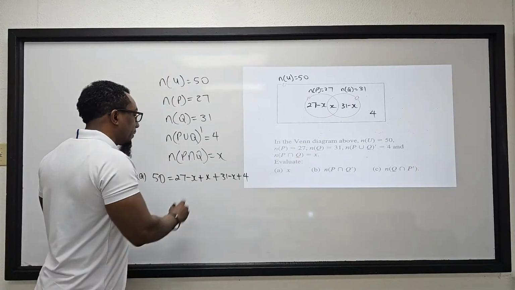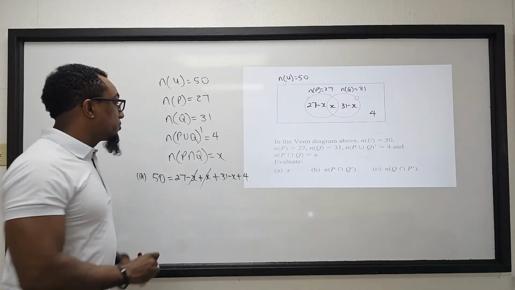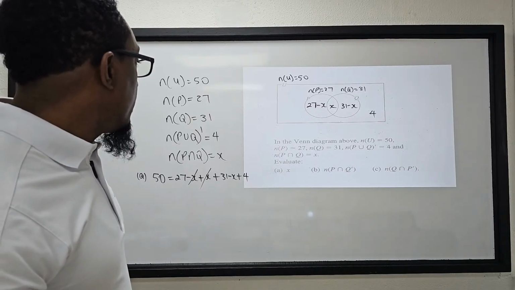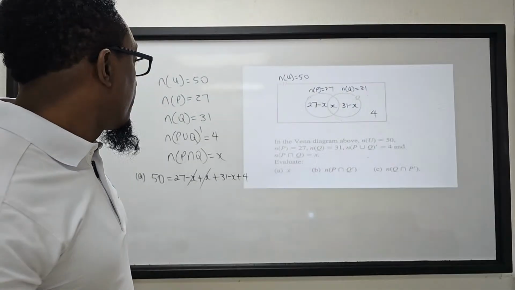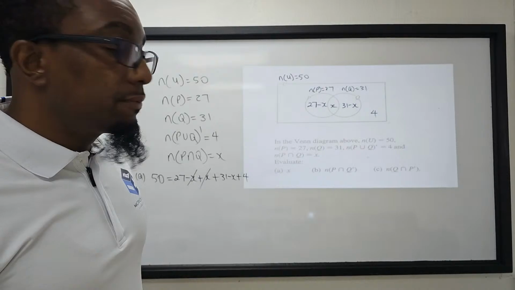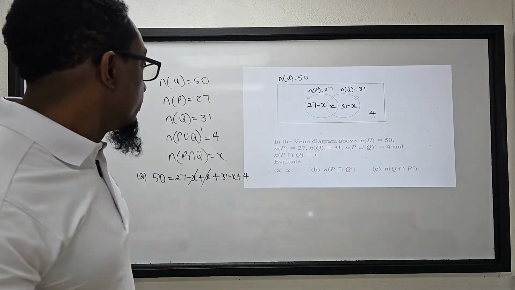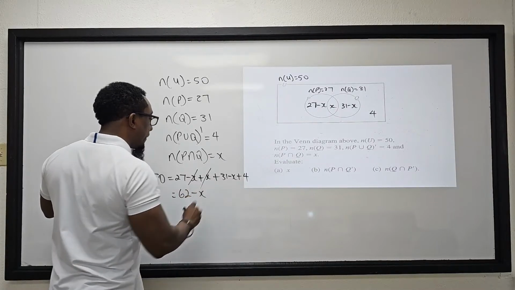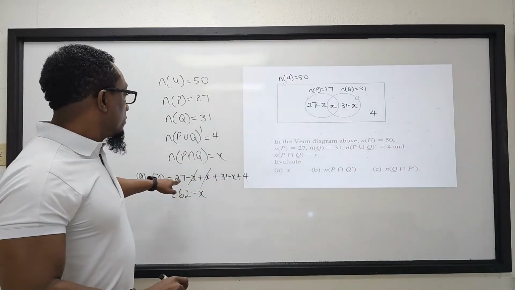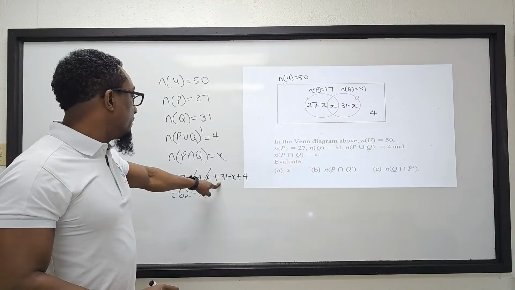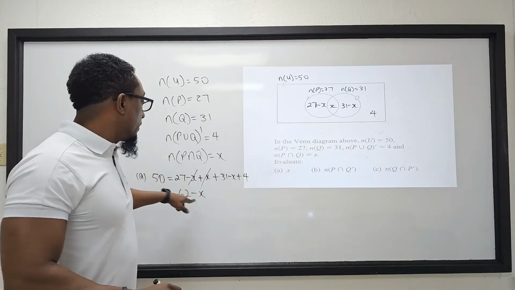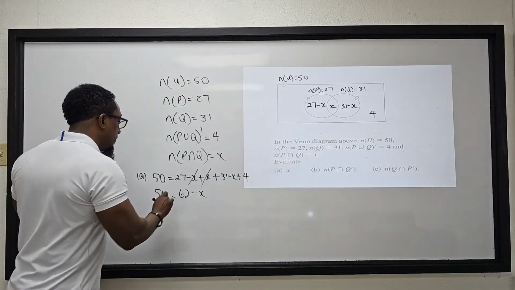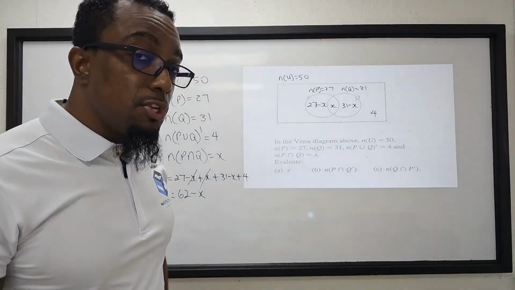We know negative x plus x, that's 0. 27 plus 31, that is 58. And 58 plus 4, that will give us 62. So we'll have here 62. Subtract x. Negative x plus x is 0. 27 plus 31 is 58. 58 plus 4 will give us 62. And of course, we have negative x remaining. Of course, 50 is equal to 62 subtract x. It's a simple equation now.